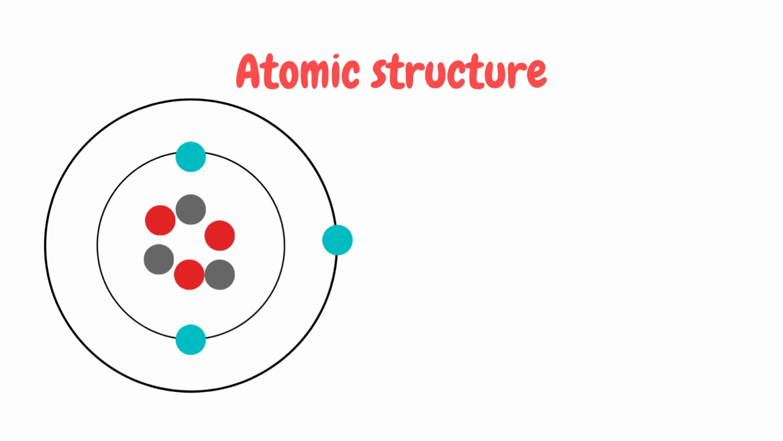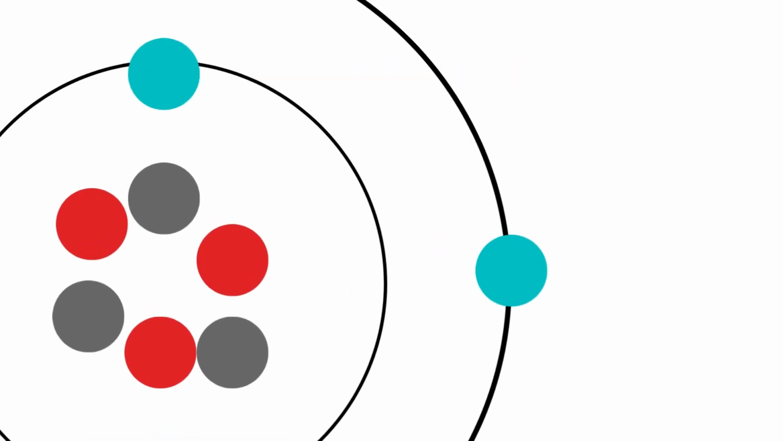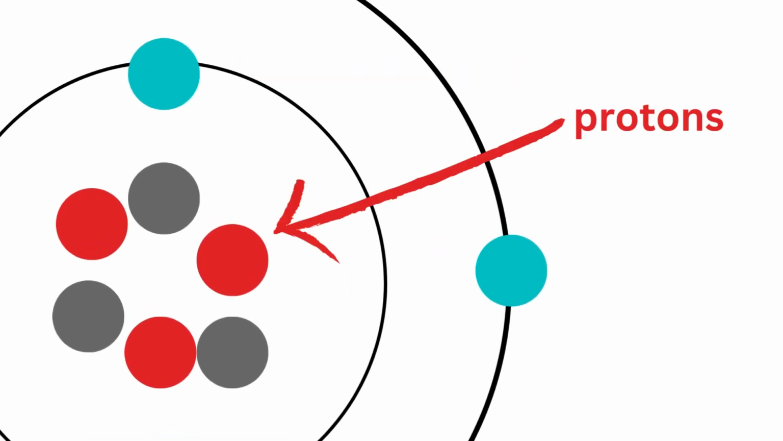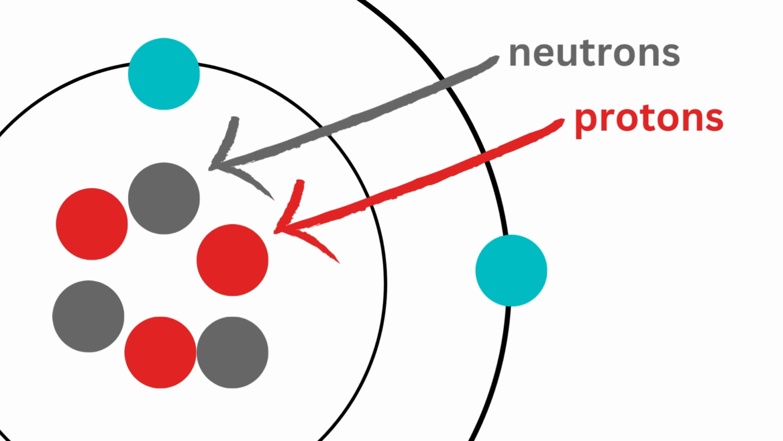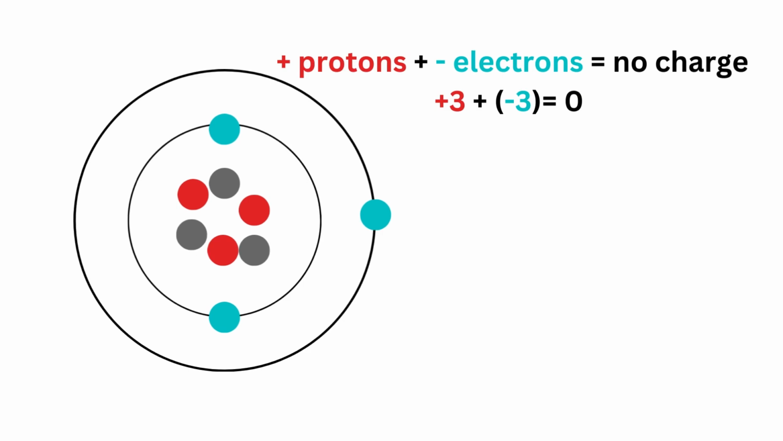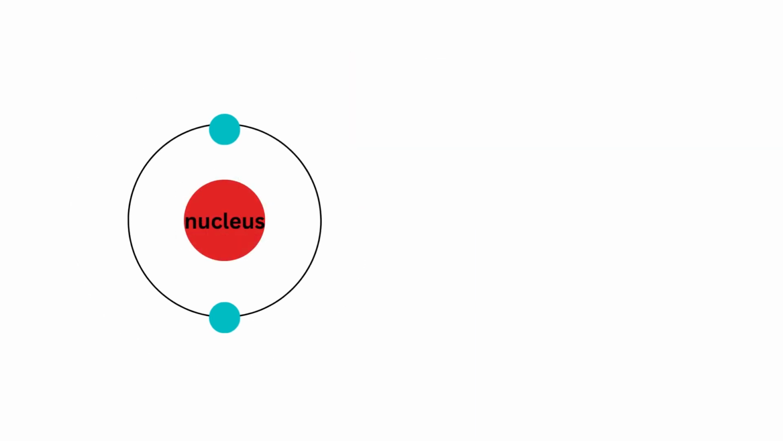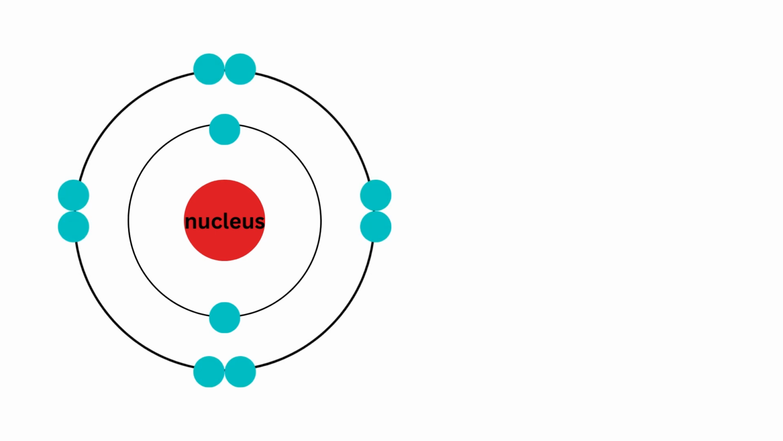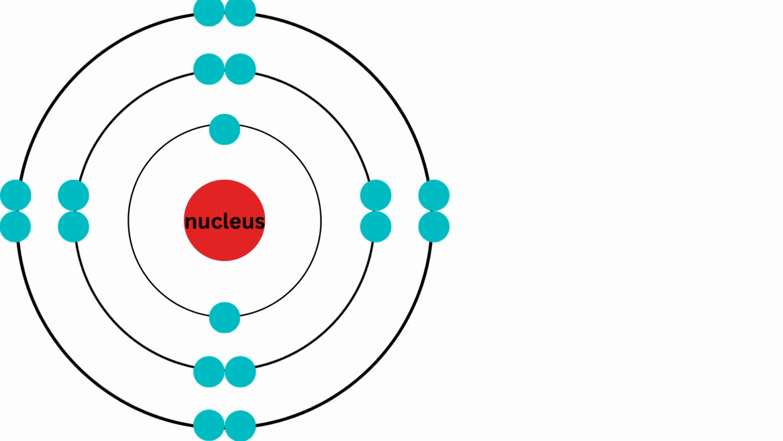Atoms consist of a nucleus, containing positively charged protons and neutral neutrons, surrounded by negatively charged electrons that orbit in shells. In a neutral atom, the number of protons equals the number of electrons, balancing the overall charge. The first electron shell can hold up to 2 electrons, while subsequent shells can hold up to 8 electrons each.